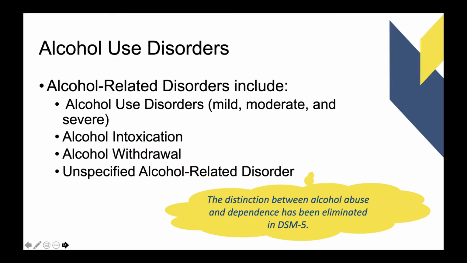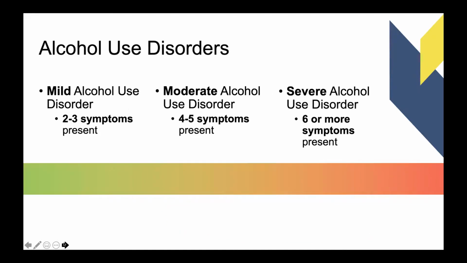Alcohol use disorders include alcohol use disorder that is mild, moderate, and severe, alcohol intoxication, alcohol withdrawal, and unspecified alcohol-related disorder. And being more specific on how to determine the level of alcohol use disorder, someone with a mild use disorder might have 2 or 3 symptoms present. The moderate alcohol use disorder might have 4 to 5 symptoms present, and the severe would have 6 or more present.